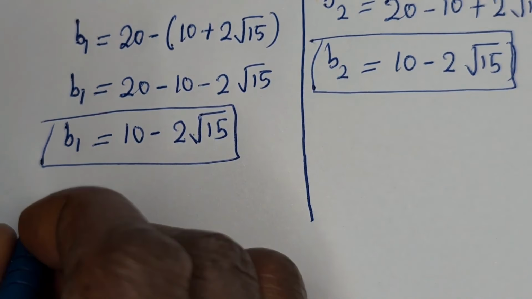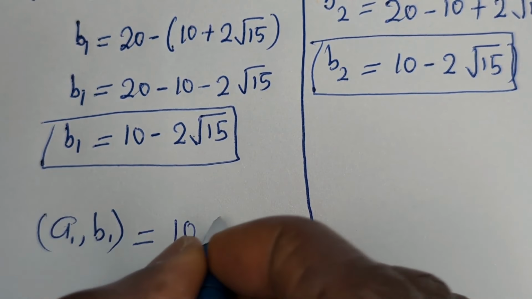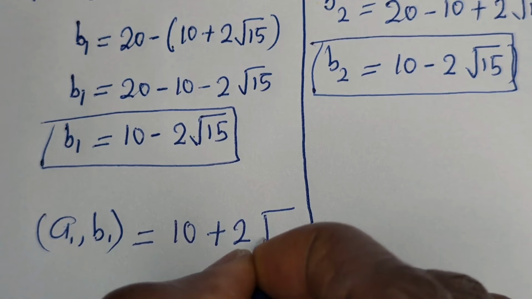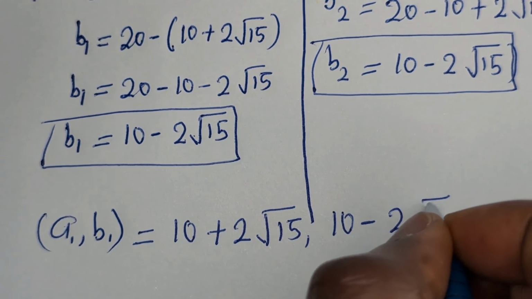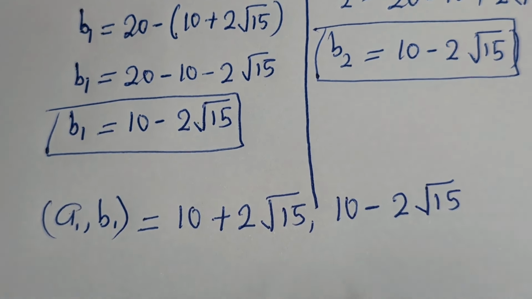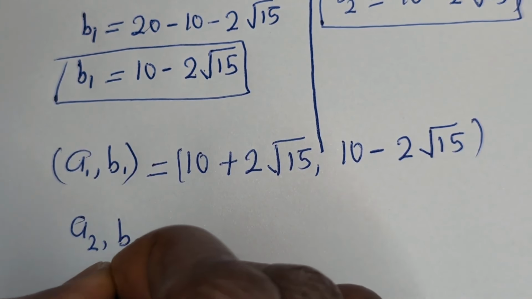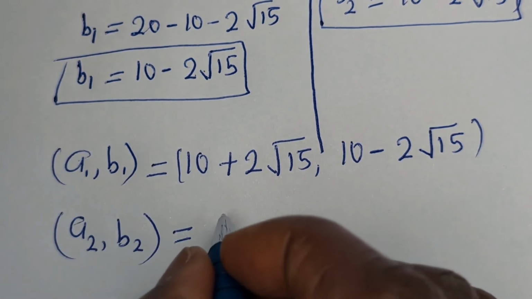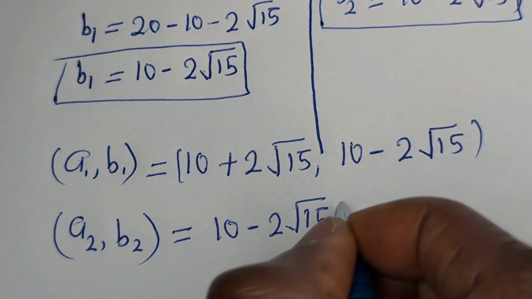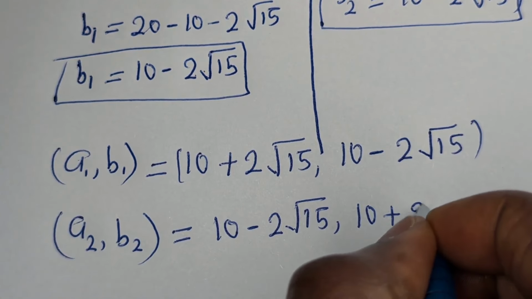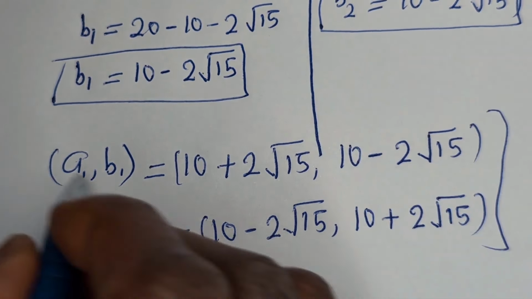Therefore, our final answer are a1, b1 is equal to 10 plus 2 square root of 15, 10 minus 2 square root of 15. Then a2, b2 is equal to 10 minus 2 square root of 15, 10 plus 2 square root of 15. These are the final answer.